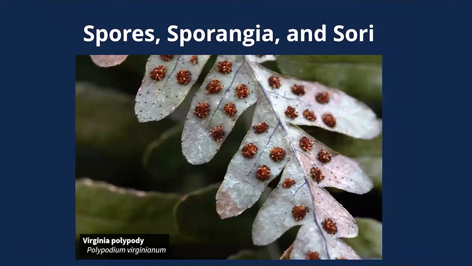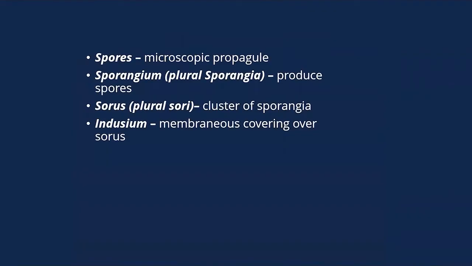So let's jump into the spore producing part. And again, this is important because the shape and the location of the spore producing parts are very important for identifying ferns. Sometimes that's the key primary characteristic to look at to tell one fern from another. And so there's kind of four terms to know about this. So the spores themselves, those are the little propagules that spread out. Those are microscopic. You're not really going to see those at all.